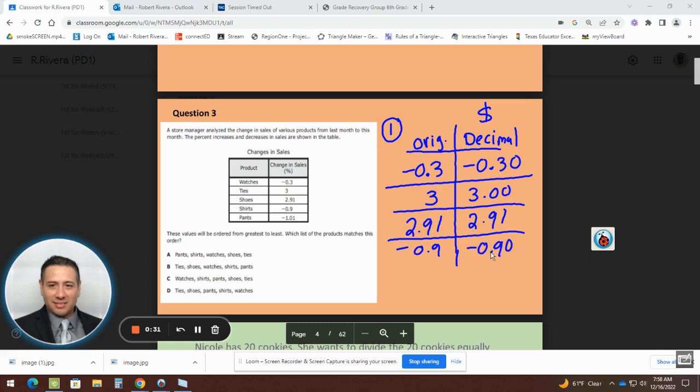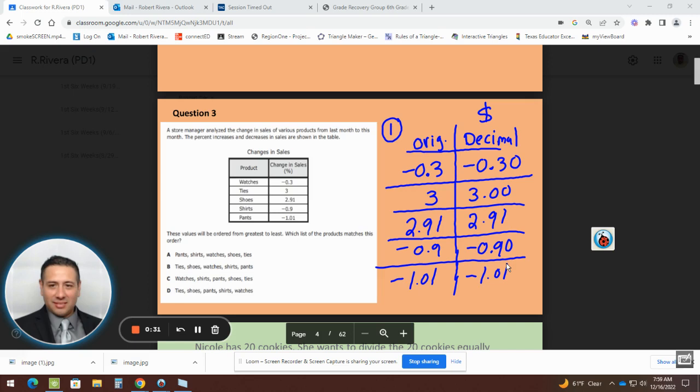Good. Then the next one would be negative $1.01. That would be still negative $1.01. Questions? So this one is really simple because everything was already in decimals. I just made it into money. So this one is simple.